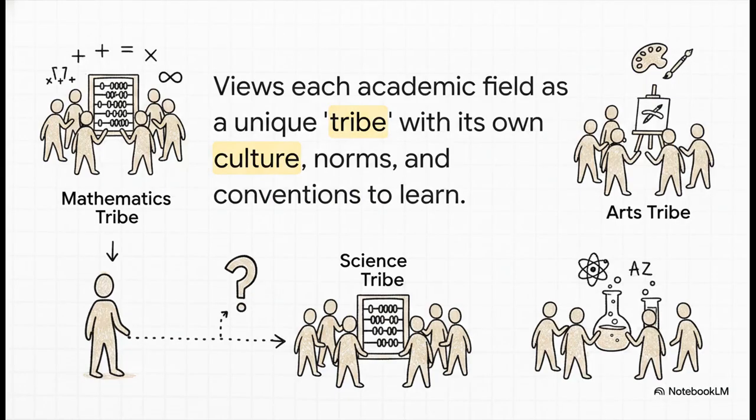Now, this next idea is super interesting. It's called disciplinary socialization, and it basically sees every academic field, whether it's history or physics or art, as its own unique tribe. And every tribe has its own culture, its own secret handshake, its own unwritten rules. So learning isn't just about skills, it's about learning the culture so you can become a member of the tribe.